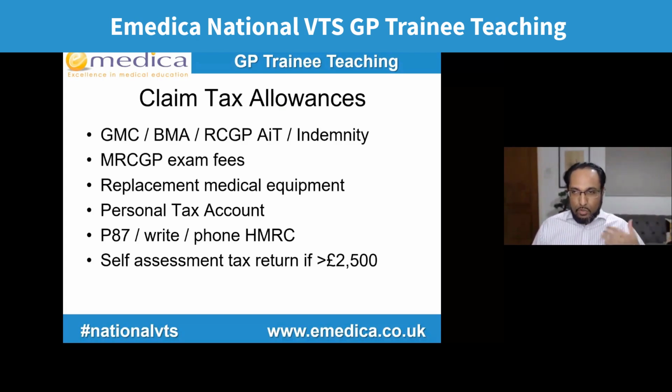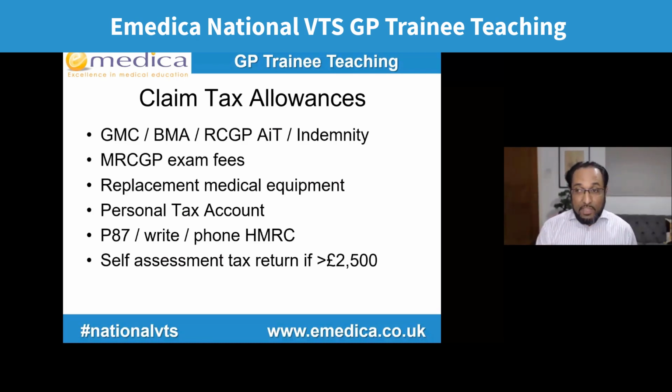Essentially what happens is your tax allowance is increased to give you a rebate. So if you're a lower rate taxpayer, what it means is you're getting 20% back. If you're a higher rate taxpayer, which if you're an ST3, a lot of you will be, then you'll be getting 40% essentially back of what you've paid.